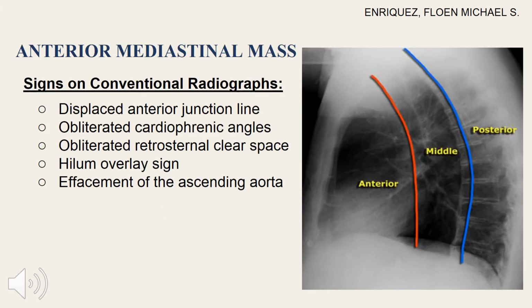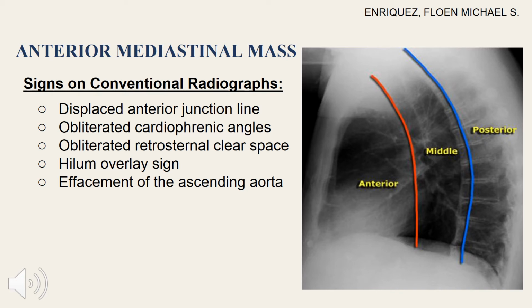So this slide just shows us some particular signs that can be seen in common radiographs showing anterior mediastinal masses. So first is your displaced anterior junction line. This is the line represented as the red line on the radiograph. If that line is displaced posteriorly, we can rule in the diagnosis of an anterior mass.